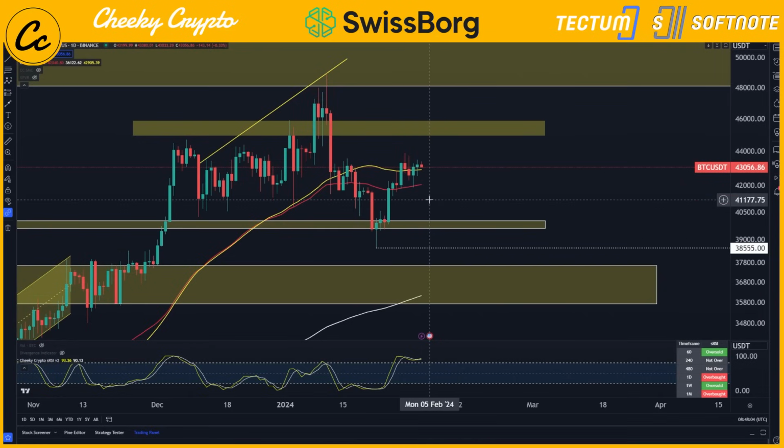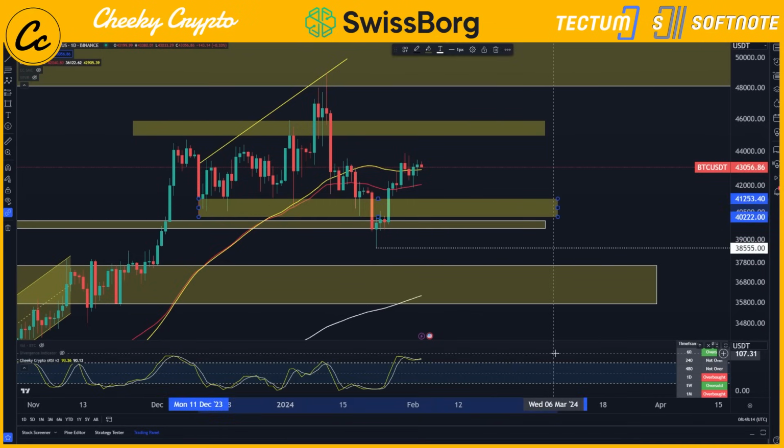If we were to see and lose these areas of support, 50 EMA, 50 SMA, and maybe even this little range that we see down here, let me just draw it in, this little range right here at 40,222 to 41,253. If we were to lose this range, the bulls are going to be looking at double bottom scenarios at 38,555. And obviously the bears are looking to lose all of those, and specifically the bears will look for 38,555 to get broken.